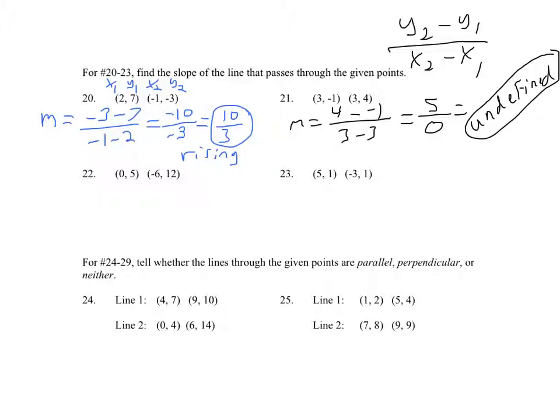One clue that sometimes students use to remember this is if you type in 5 divided by 0 into your calculator, it will say error divide by 0, and that's because it's undefined. You can't divide by 0.